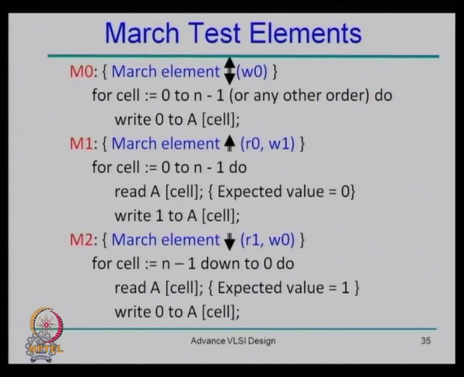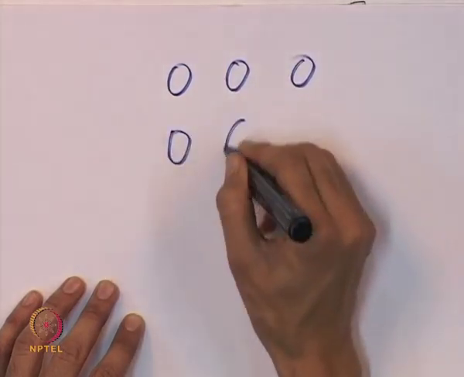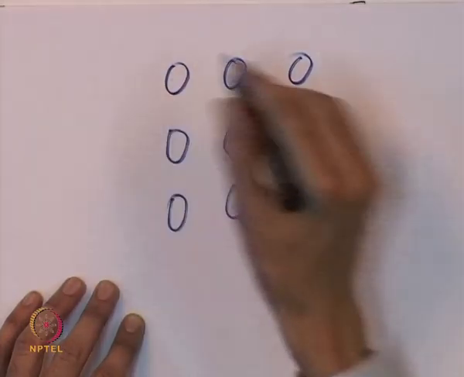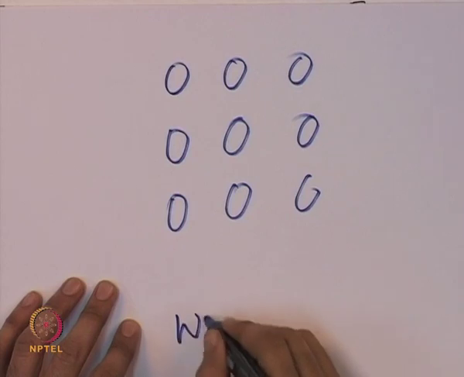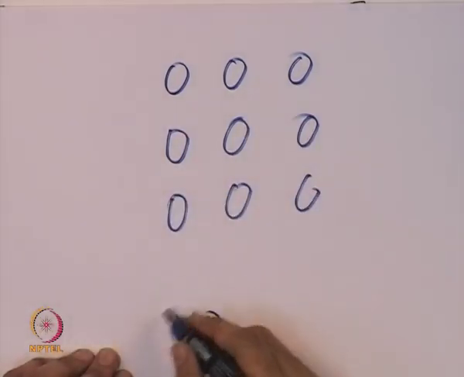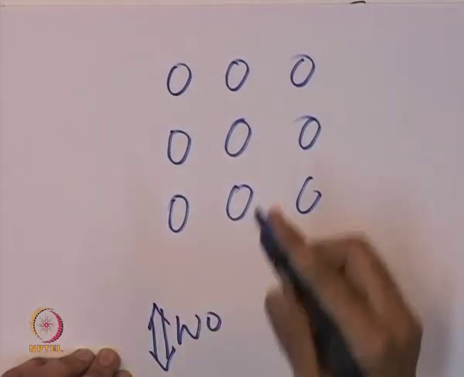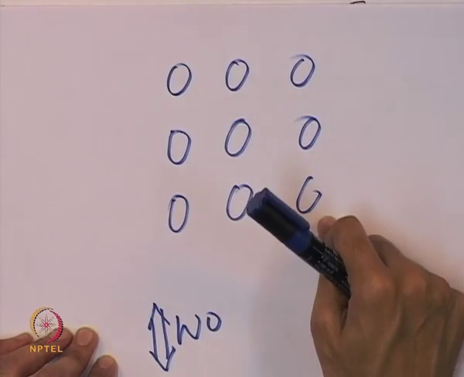Now in order to test this, the simplest approach that was explored was that you initialize memory in some particular state. Say you have a 3x3 array, so you can go in any order and initialize all these bits to 0. That means you are writing 0 to all the memory cells, and you can go in any order of address. So, this is like you are marching from the first location to the last location.